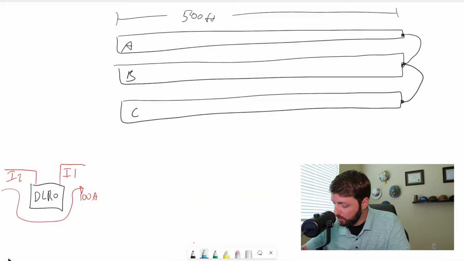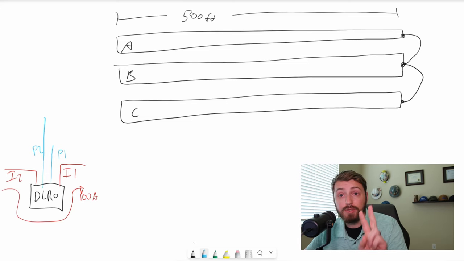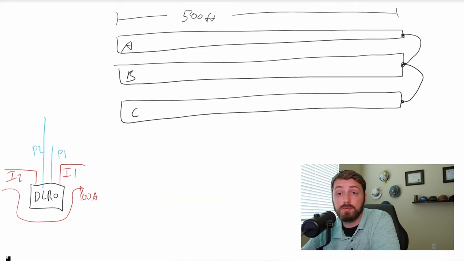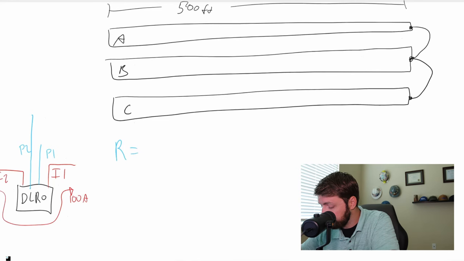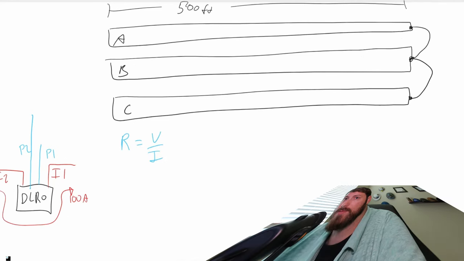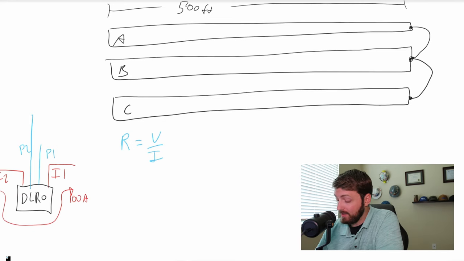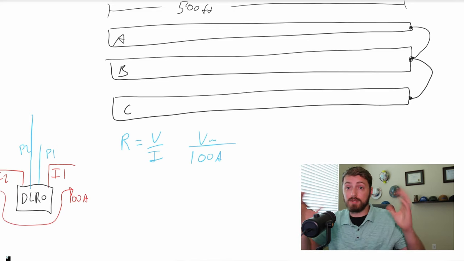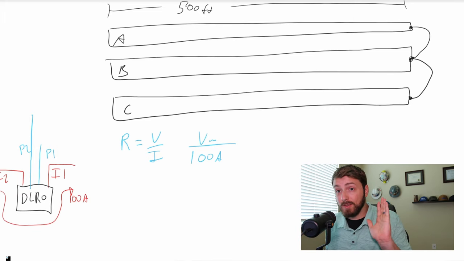And then I'm going to have two more leads. There's four leads total. I've got P1 and I've got P2. What actually happens inside the DLRO is it pushes current from I1 to I2, and then it takes a voltage measurement between P1 and P2. Because we know from Ohm's law that resistance equals V over I, we can take these two measurements. We know that our DLRO is pushing out 100 amps, and then I take this voltage measurement between P1 and P2, and I can just straight up divide that, and I get the resistance between any two points. Well, that's great, and that's why we have four leads on our test set, especially on those bigger ones.